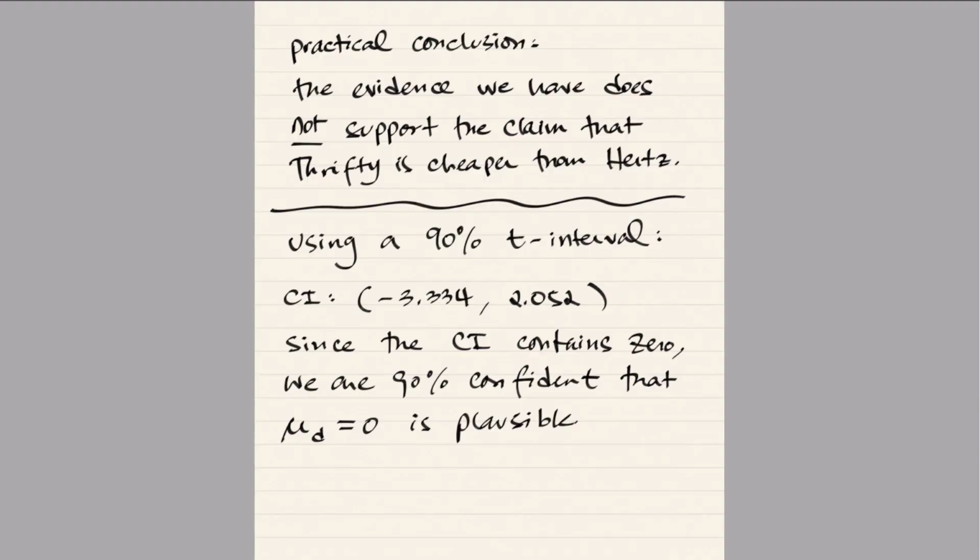So as you can see, 90% t interval. And so that tells me a couple of things. It tells me the level of confidence, so it shows that you know. It also shows that you're aware that we're supposed to use a t interval. And you have the confidence interval written down, or I have the confidence interval written down right there, and that shows that I did it correctly, because the numbers would match with the correct answer. And then I have a conclusion. It says, since the CI, confidence interval, contains 0, we are 90% confident that mu sub d equals 0 is plausible. So in other words, we're not rejecting the null.